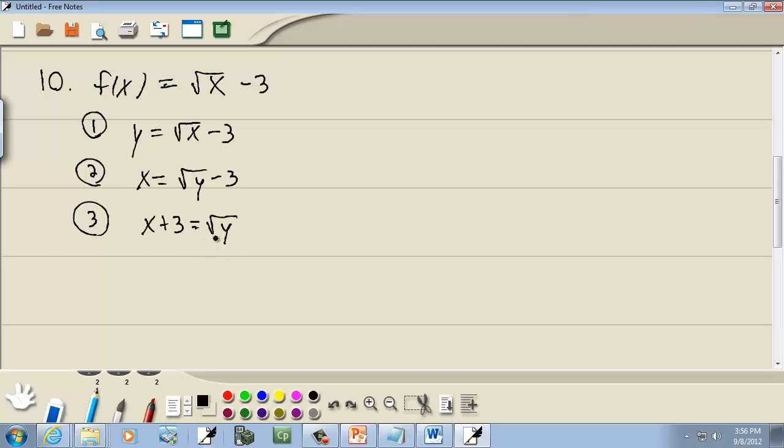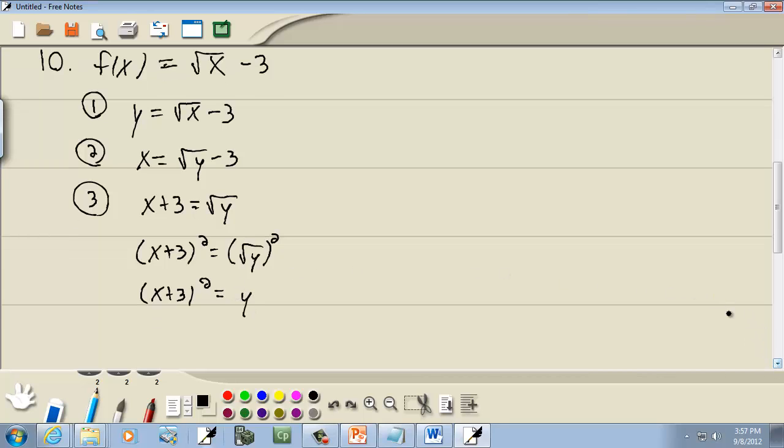Now we're trying to get rid of that square root, so we're going to square both sides. We've got x plus 3 squared is equal to square root of y squared, which gives us x plus 3 squared is equal to y. Now, step 4 is to put our inverse notation in. So it would look like this. Well, there's a problem with this. We cannot have an x squared, and this is a square root on the x. So we're going to need to do some looking at the graph.